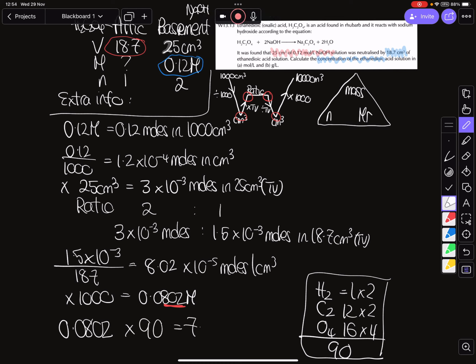When we multiply that by that, we end up with 7.22 grams in a litre, like so. We then check back to our question, what do we have to annotate? And again, if you're not sure, don't annotate is the advice. So up here we have A is our big M moles per litre. So that is my first annotation if I'm going to make it. And my second annotation for B is grams per litre. Apologies for that. And that's where we end up.